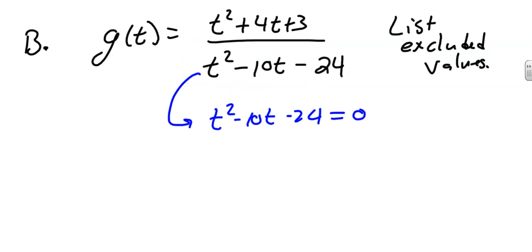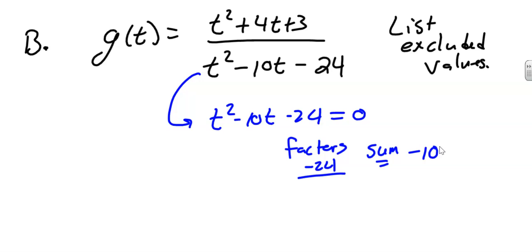Okay. And again, all you're doing is you're just going to take whatever the denominator is, factor it, and then set that equal to 0 to get what you're looking for. So for this one, it's the factors of negative 24 where the sum is negative 10.